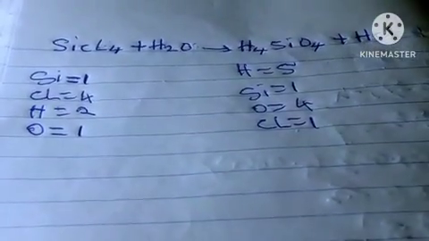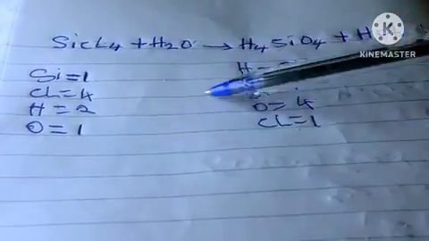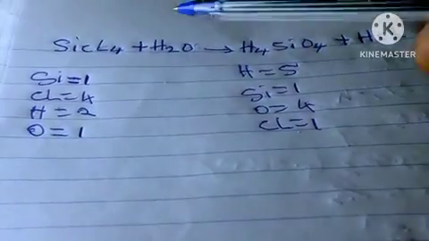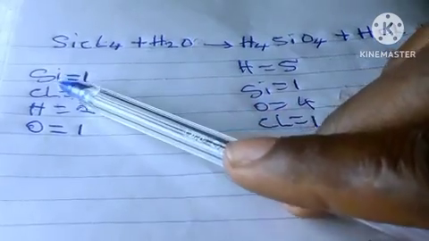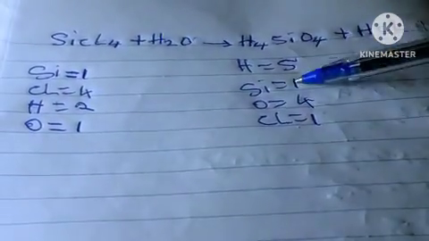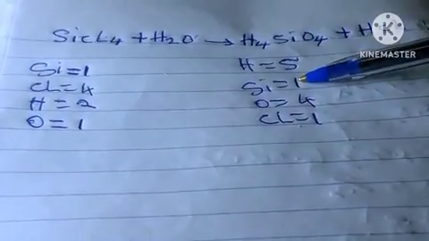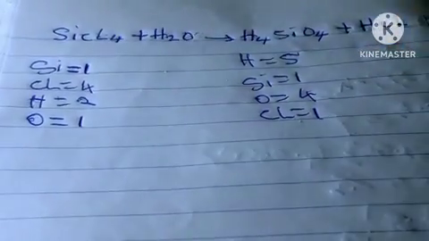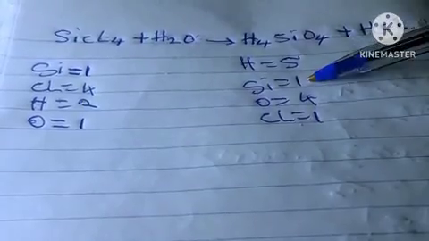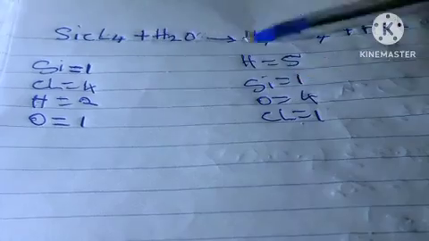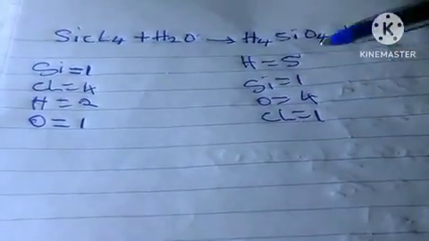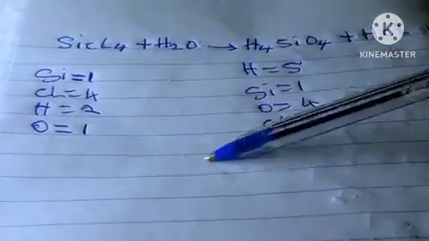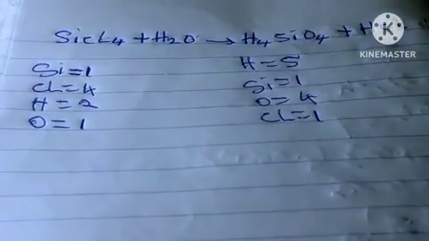Okay. So the next step is to check if the equation is balanced or not. To know that your equation is balanced, the atoms at your left side must be equal to the atoms at your right side. If the silicon is 1 at your left side, the silicon at your right side will still be 1. If chlorine is 4, the one at your right side will still be 4. Make sure they must be equal.